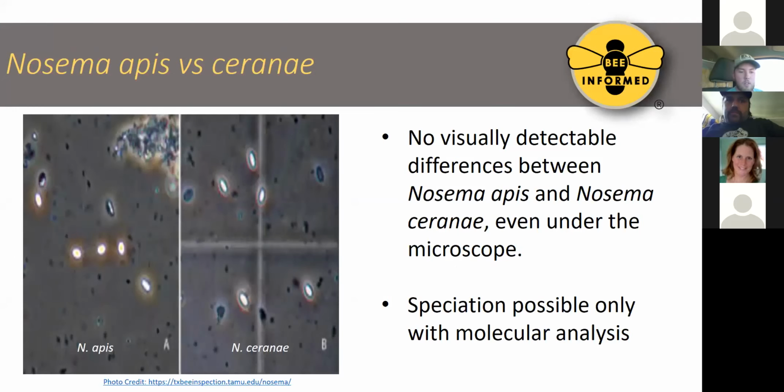Pictured here on the left are Nosema apis and Nosema ceranae. As you can tell, there's no way to distinguish the two species under a microscope. Molecular analysis is the only way to distinguish the two, and we no longer speciate between the two because Nosema apis has not been seen in years. Therefore, from now on, in this presentation, when we describe Nosema, we will be talking about Nosema ceranae.